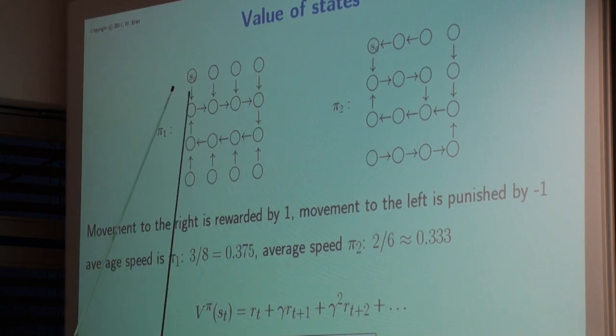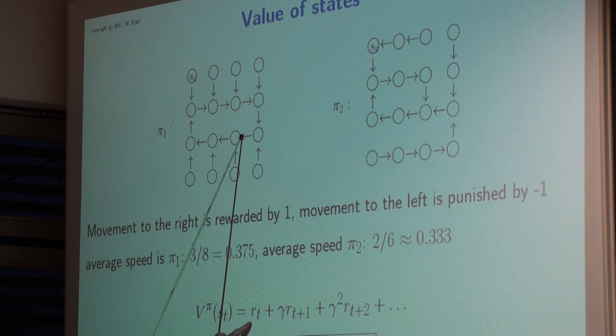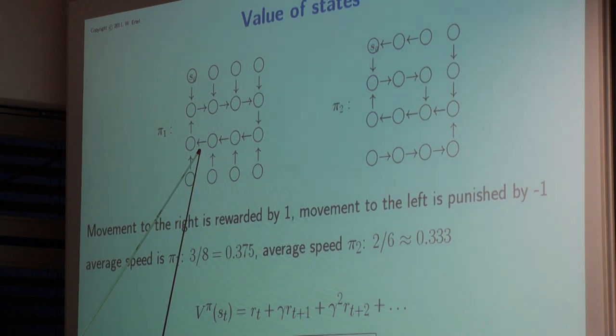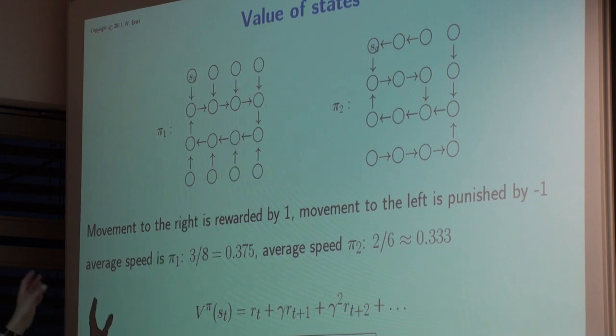Now we have to count the number of steps. 1, 2, 3, 4, 5, 6. In step number 1, we have a factor of 1. In step number 2, we have the gamma. So in step number 6, we have 1 times gamma to the power 5 plus 1 times gamma to the power 6 plus 1 times gamma to the power 7 plus 0 plus 0 plus 0 plus 0 plus 0, plus 1 times gamma to the power, what was that, 6 plus 8, gamma to the power 14. So you see the terms are getting smaller and smaller, and maybe after 2 cycles they are so close to 0 that they don't matter anymore.